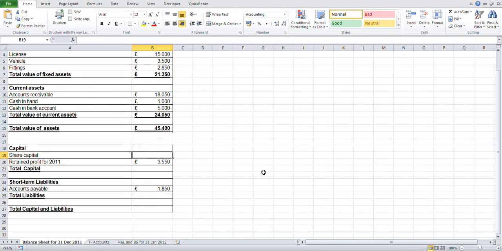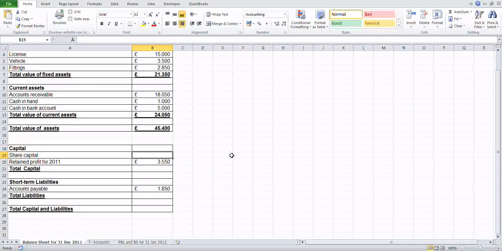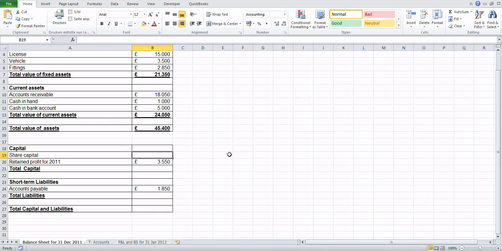Let's calculate the value of the capital side. And now we have to be very, very careful. The share capital is an unknown value. We don't know that value yet, but we have a way of finding out what the value might be. We know that the total value of assets has to equal the total value of capital and liabilities. Both have to be the same because the accounts need to be balanced.